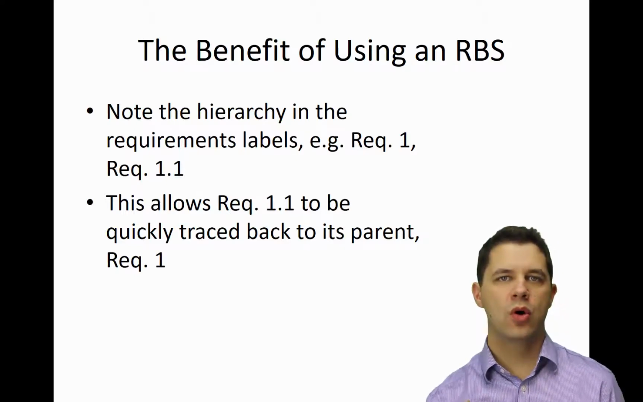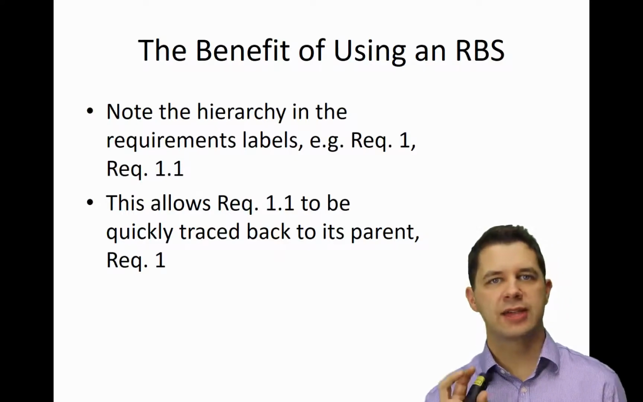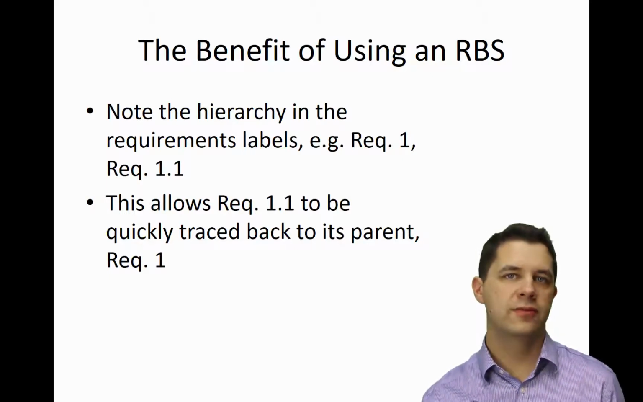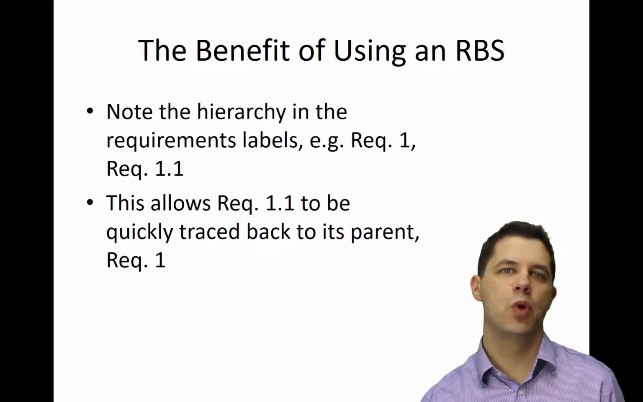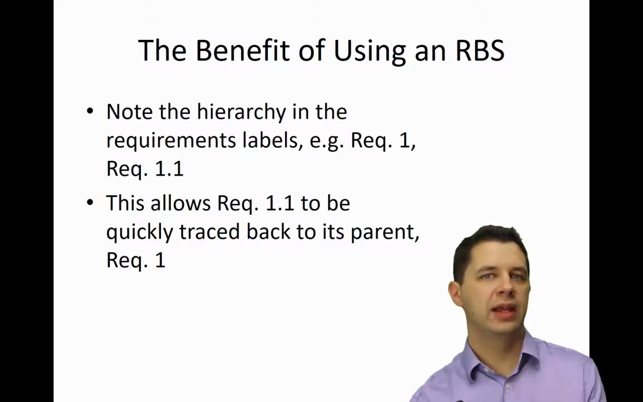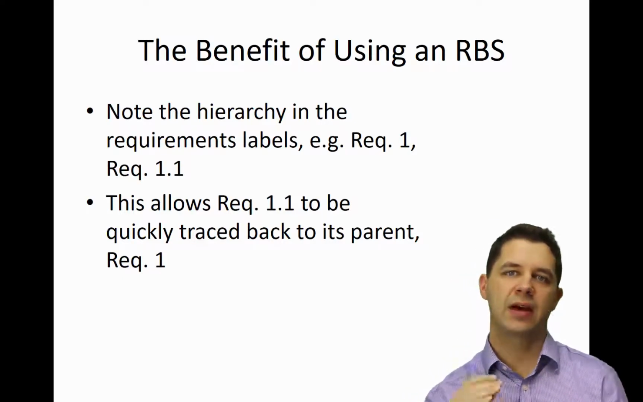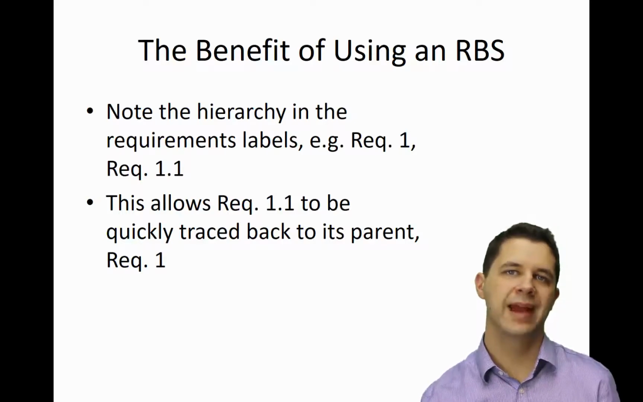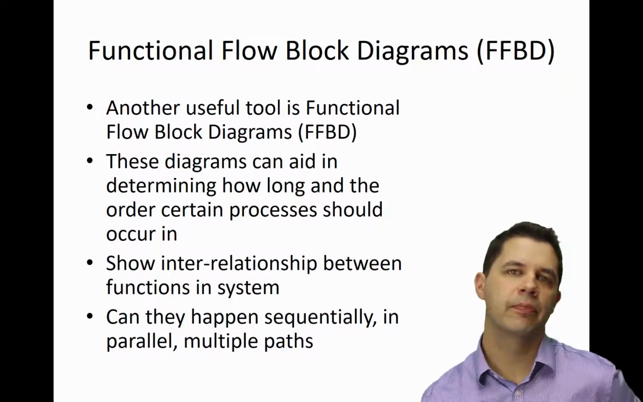Now, we saw in that requirements breakdown structure that it's this hierarchy structure with labels in there. So there's, for example, requirement 1 and requirement 1.1, which flows from requirement 1. And so we can very quickly, using this sort of labeling method, trace back our lower level requirements to parent or upper level requirements. So very handy to be able to do.